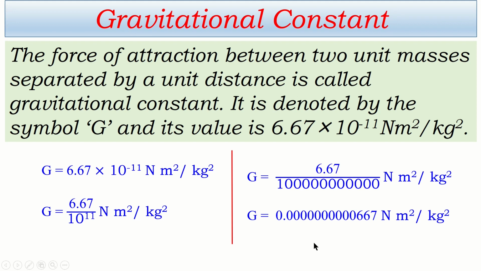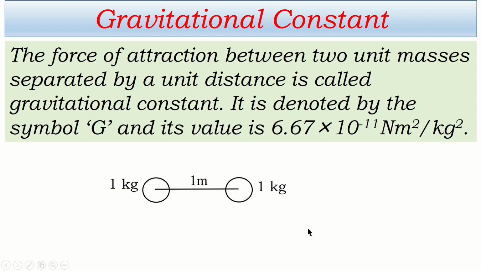And the meaning of this value is when two 1 kg masses are separated by 1 meter distance, then the force of attraction between them is very less, and it is equal to this value, 6.67 into 10 to the power minus 11. What is the meaning of this? It means when two 1 kilogram masses are separated by 1 meter distance, then the attraction force between them is very less. That is equivalent to this value.